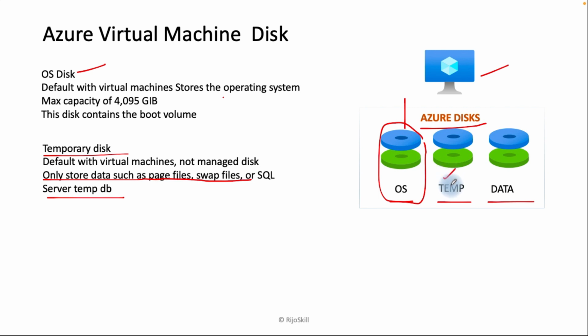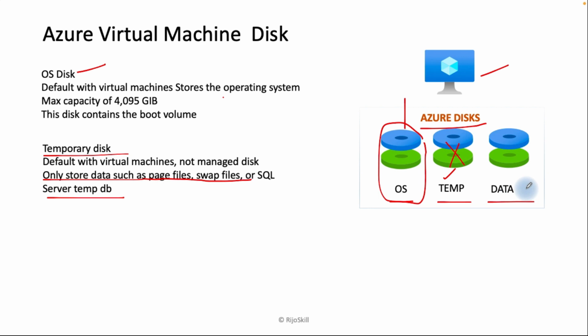You should not save any important information in the temporary disk, because if you move to another virtual machine, or you are swapping the disk, the data will be deleted automatically. So the temporary disk is an unmanaged disk, so you don't copy any data into the temporary disk.